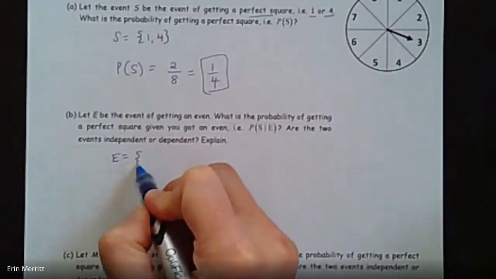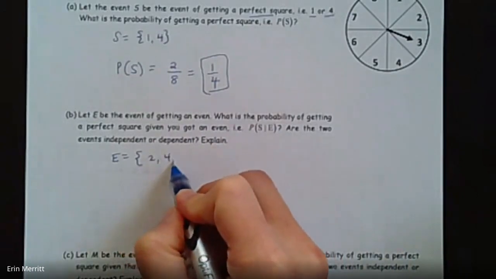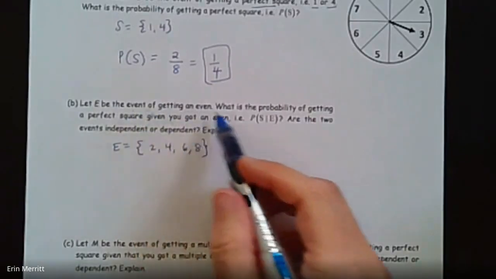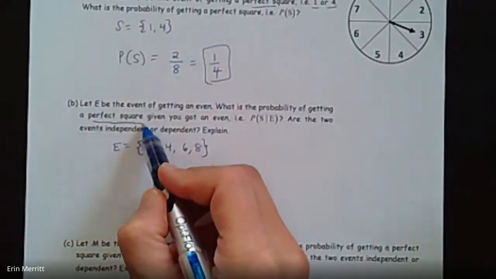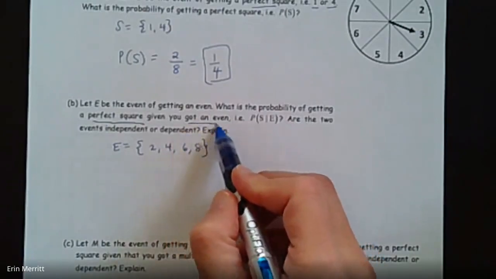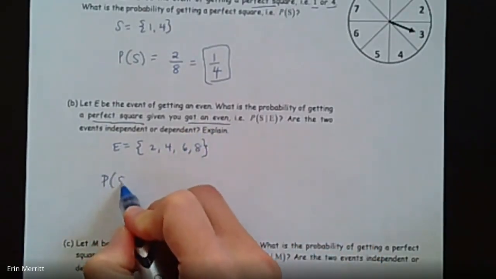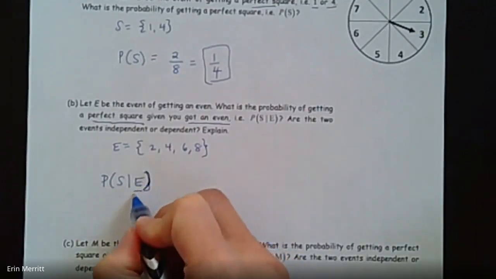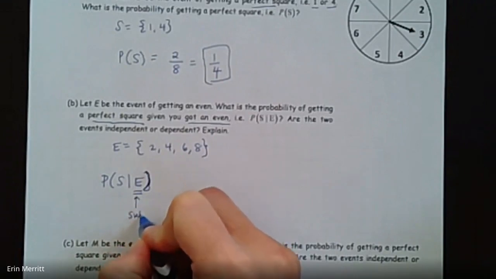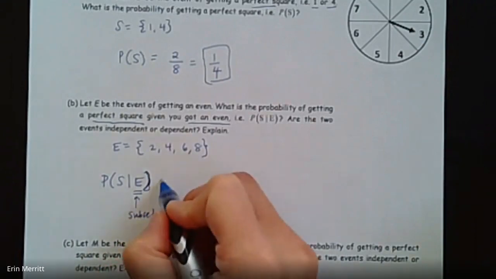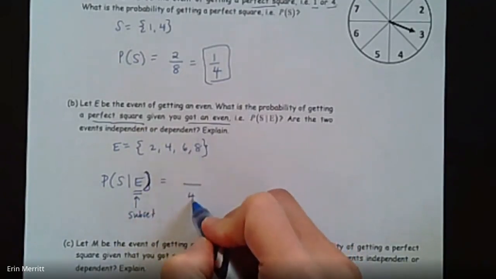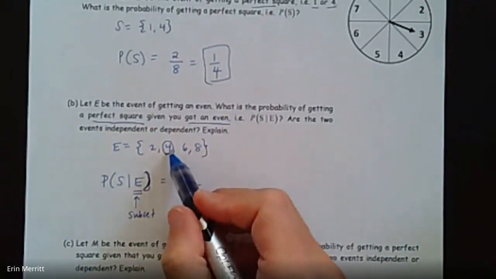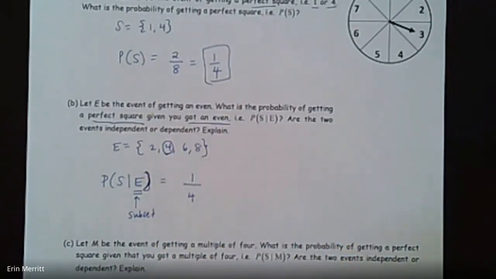Let E be the event of getting an even. All right, so think about your even numbers. Notice they didn't tell you, because you should know what those are. All right, so what's the probability of getting a perfect square given that it's even? That means you have to be in the even set first. So this is your little subset here. Well, there's 4 even numbers. What's the probability of your perfect square? Well, only one of them in that set is a perfect square, so it would be a 1 out of 4 chance.